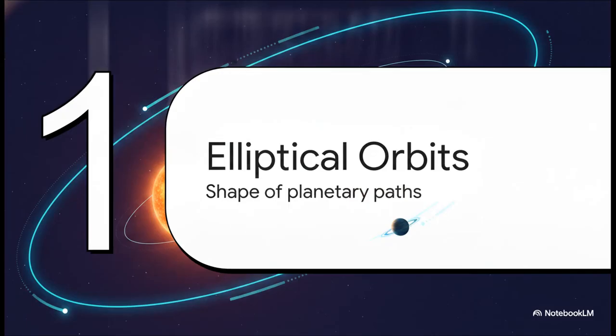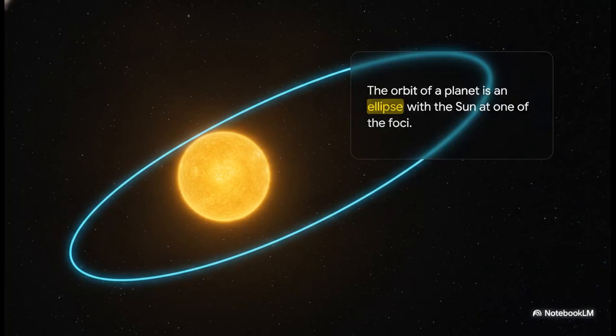All right, kicking things off with Law 1, elliptical orbits, which is all about the actual shape of those planetary paths. Right here is the exact statement of Kepler's first law, also known as the law of orbits. It states that the orbit of a planet is an ellipse with the sun at one of the foci. So, right out of the gate, we are completely tossing out that idea of the perfect circle. Planets absolutely do not trace a perfectly round path. Instead, they travel along this stretched out, kind of flattened trajectory.